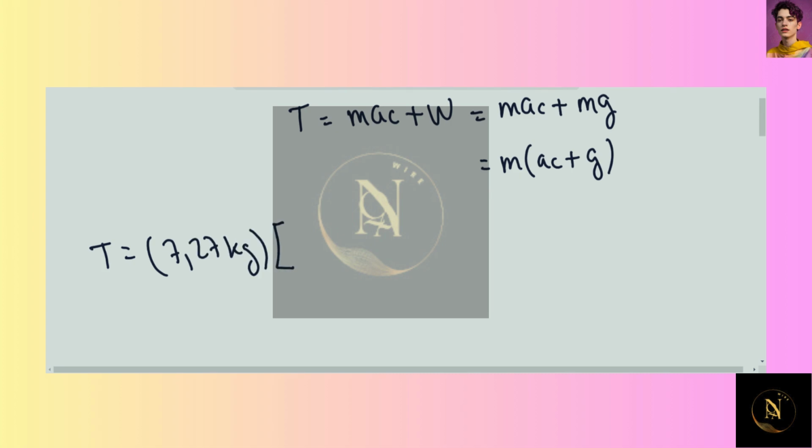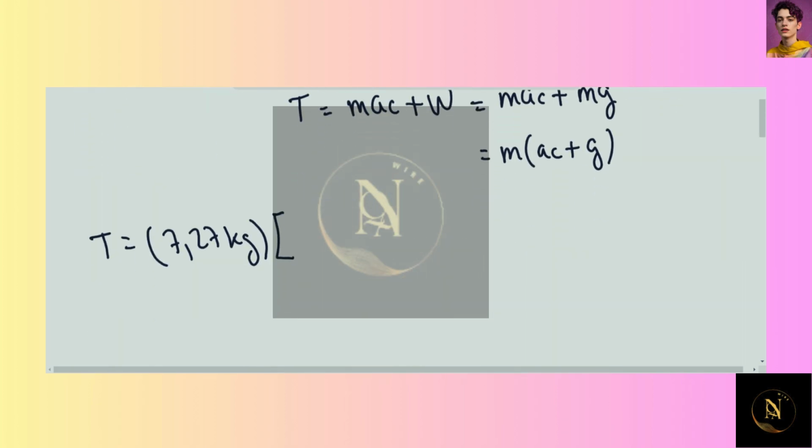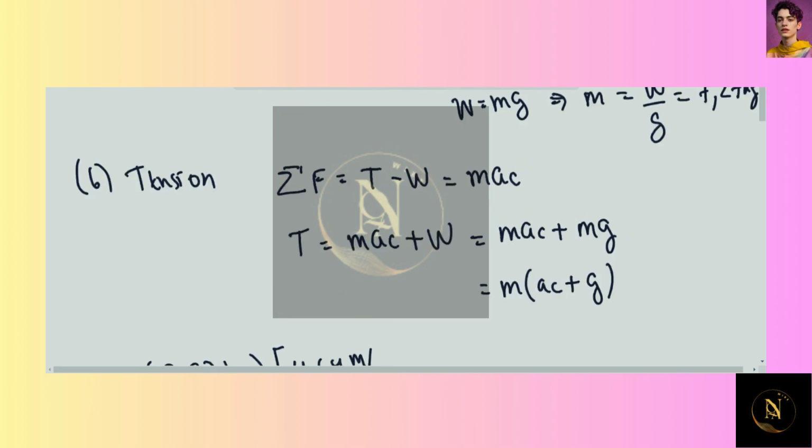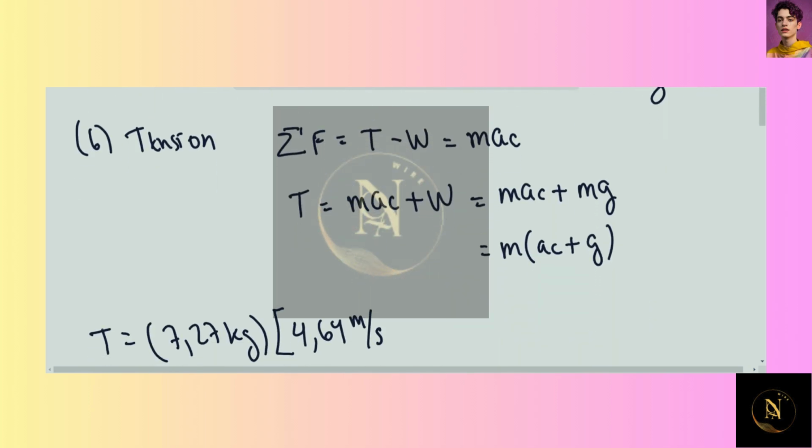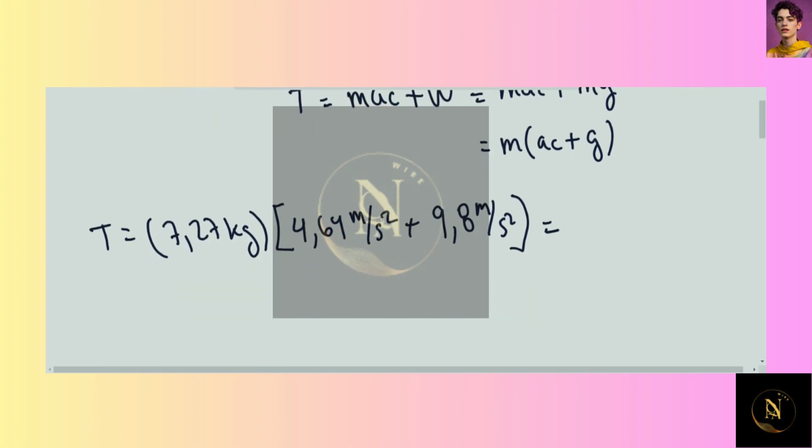Now the centripetal acceleration we obtained is 4.64 meters per second squared, plus the acceleration due to gravity. So we will have that the tension is 104.9 newtons. So this is the tension in the rope.